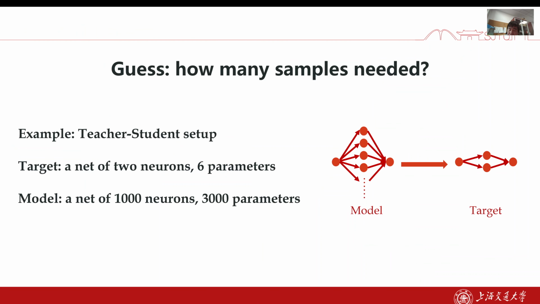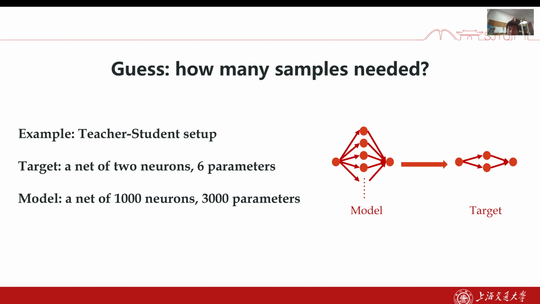Now I want to give you a test. If you have followed us so far, how many samples are needed for the following example? This is a teacher-student setup, but slightly different. Our teacher is a very small network. The target is a two-layer network with only 2 hidden neurons. And now we use a network with 1000 hidden neurons to fit this 2-hidden-neuron network. For each neuron, we have an output weight, input weight, and bias.